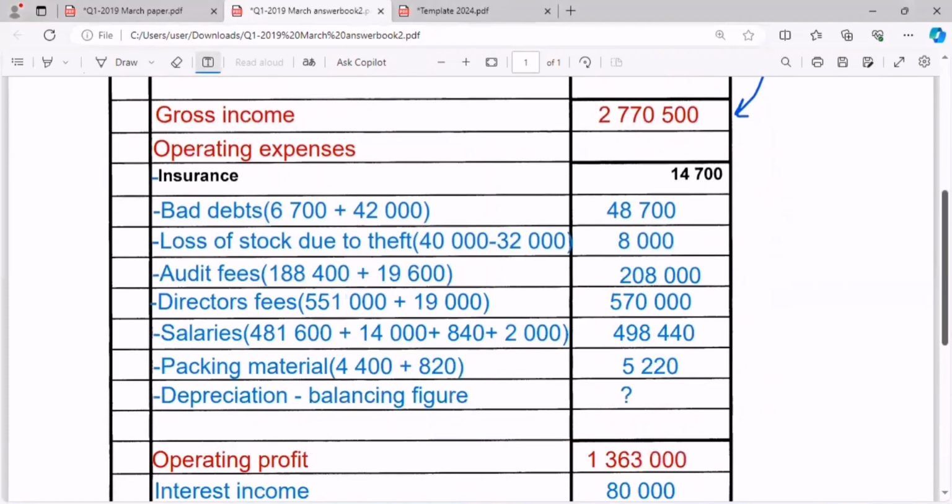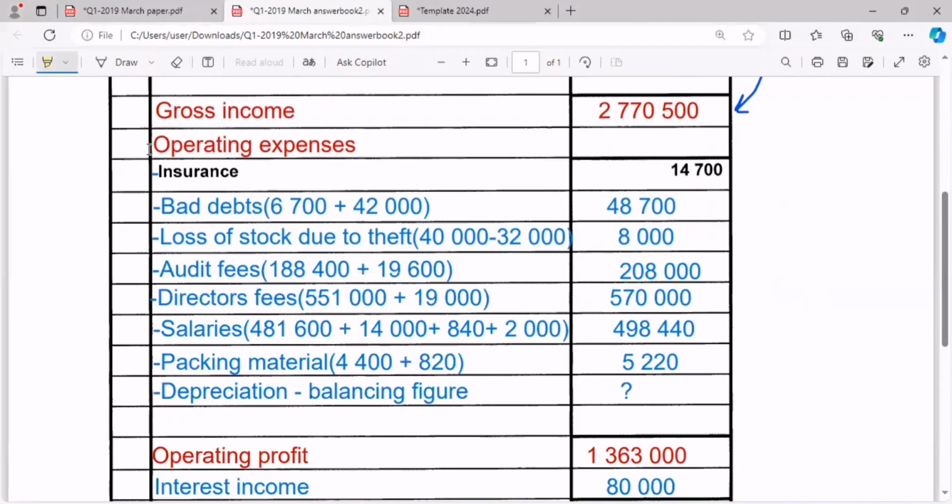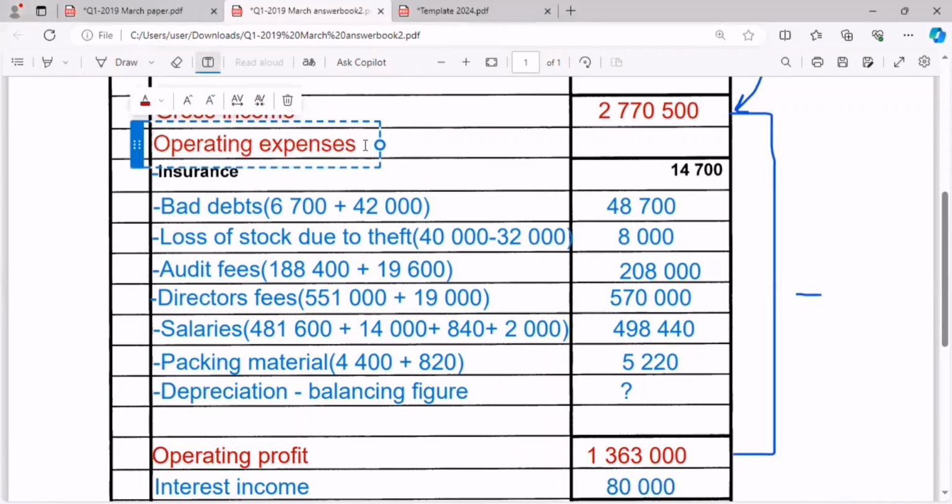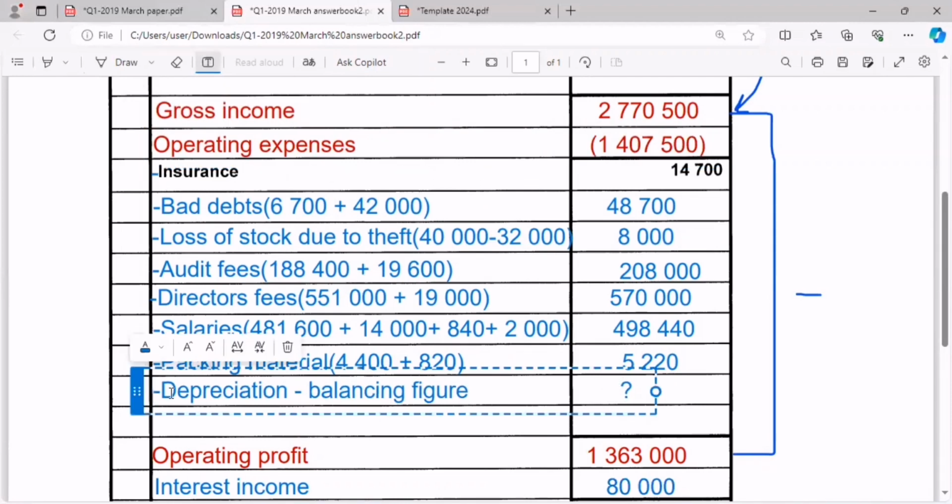So guys, we are almost done. Now the next step is to get the total operating expenses. How do we get that? To get the total operating expenses, we take the gross income and subtract the operating profit. The difference between gross income and operating profit will give us the total expenses balance. So 2,770,500 minus 1,363,000. The balance is 1,407,500. So this is the total for operating expenses, 1,407,500.